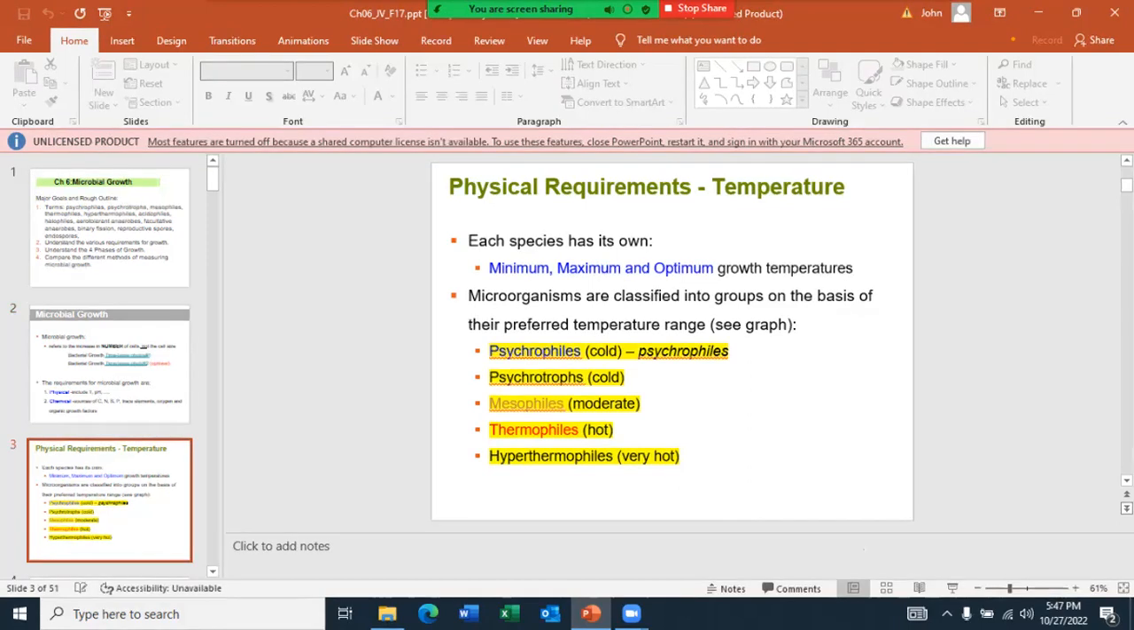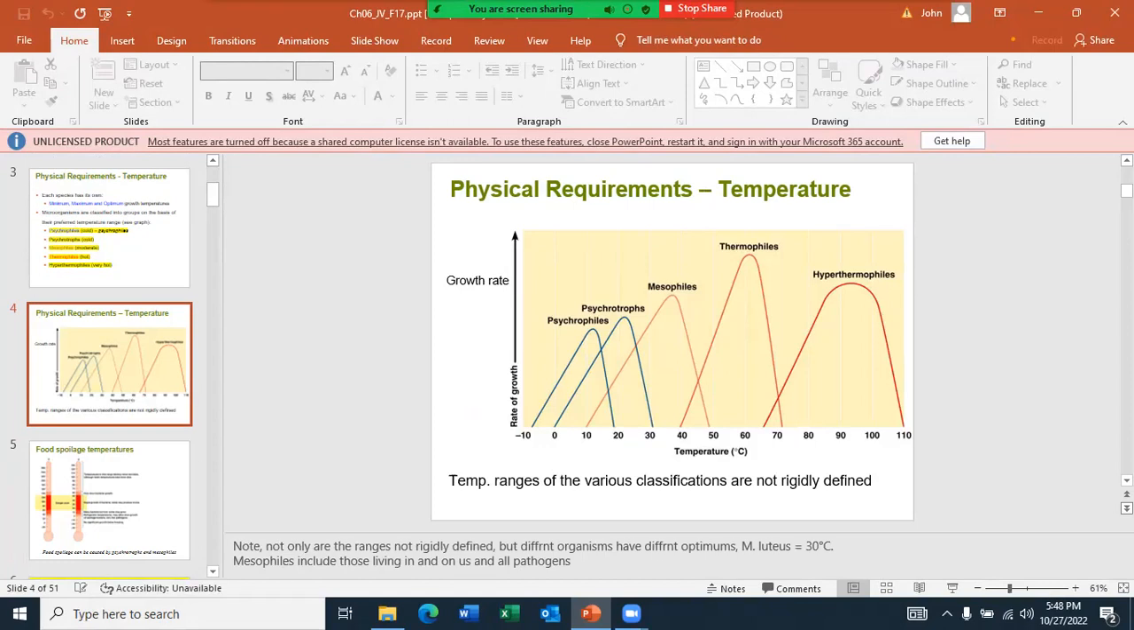All right. Each species has requirements for temperature, where the species has the minimum temperature it can grow at, the maximum temperature it can grow at, and the optimum temperature it can grow at. Microorganisms are classified into groups based on their preferred temperature range. Let me blow this up.